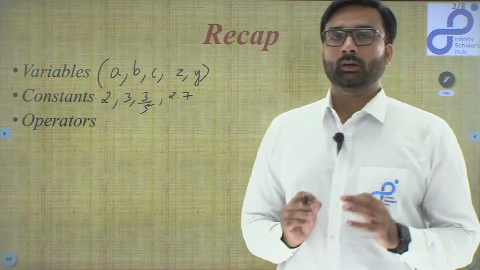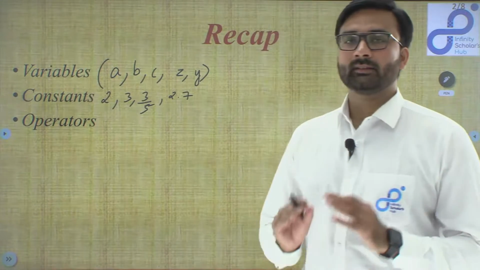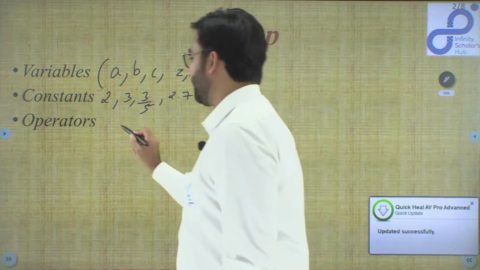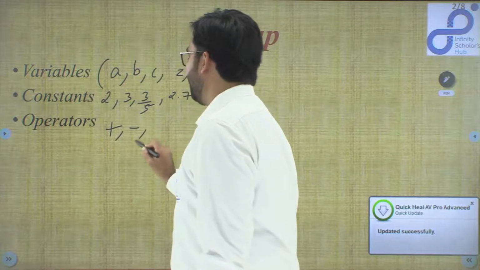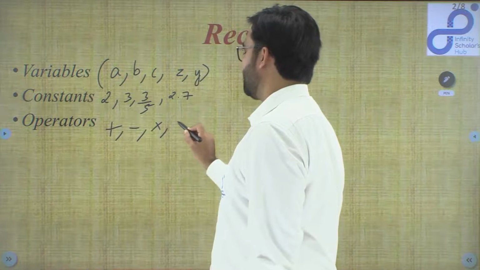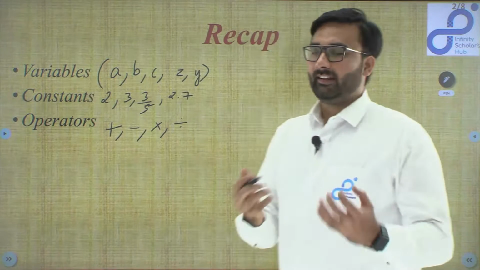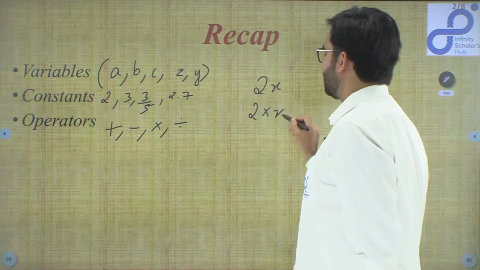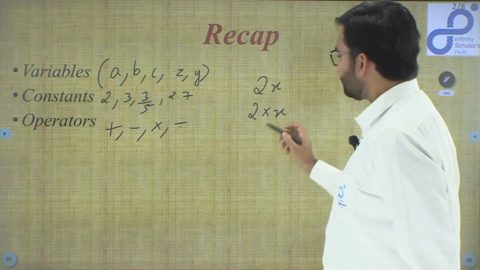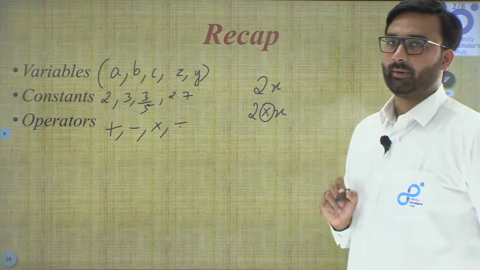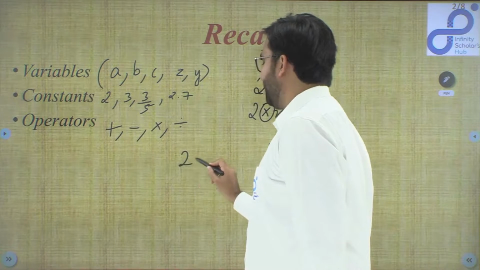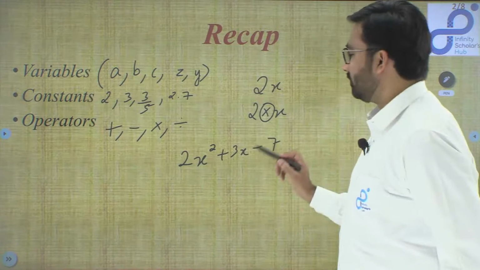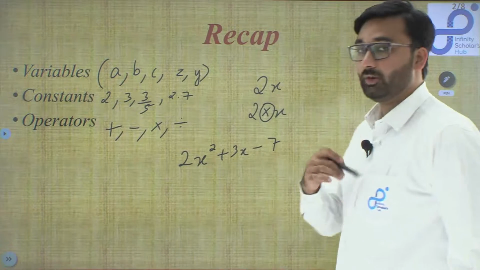Now the third thing in this chapter is operators. Any algebraic expression will have 4 operators, and those are positive, negative, multiplication, and division. When I write a term, let's say 2x, this means 2 multiplied by x, so this is where we are using an operator. Take an expression, let me write 2x squared plus 3x minus 7. You can see that different operators have been used.